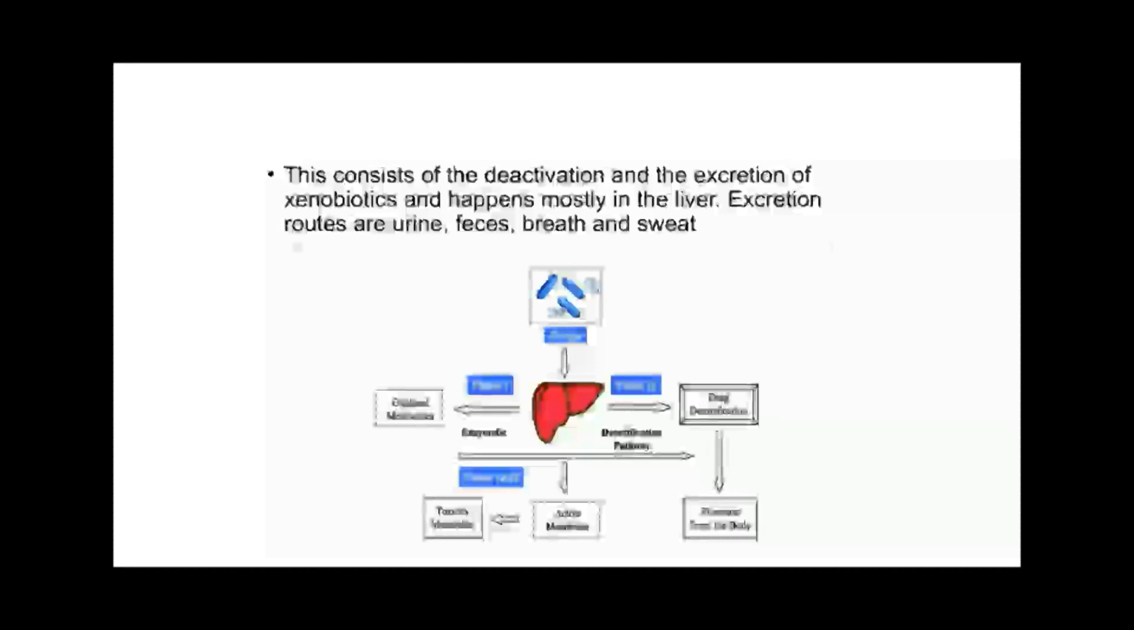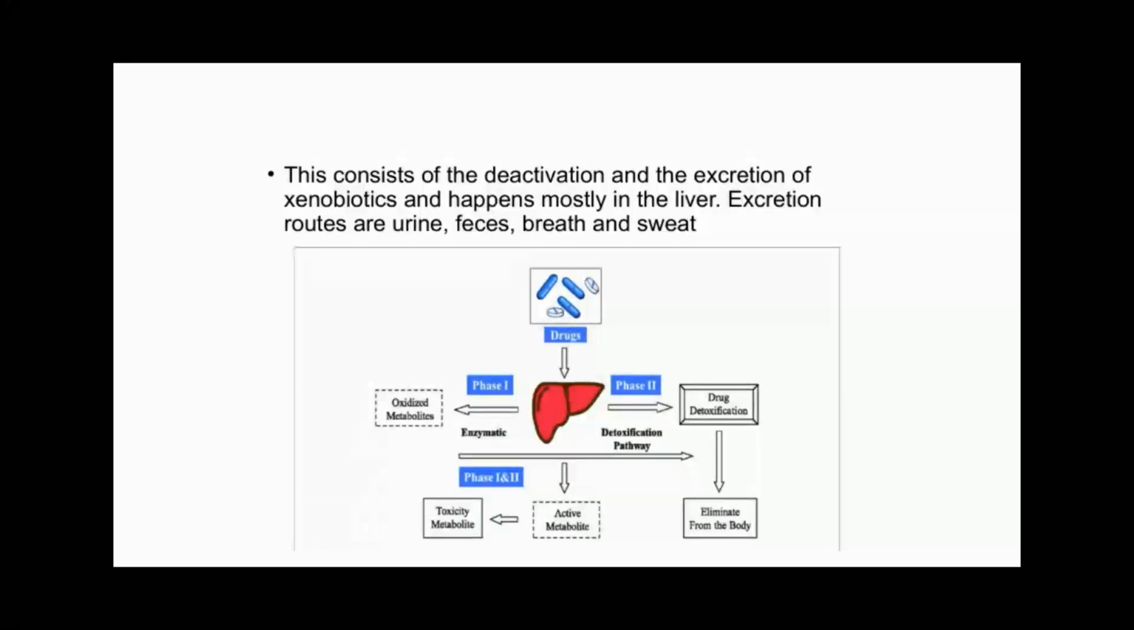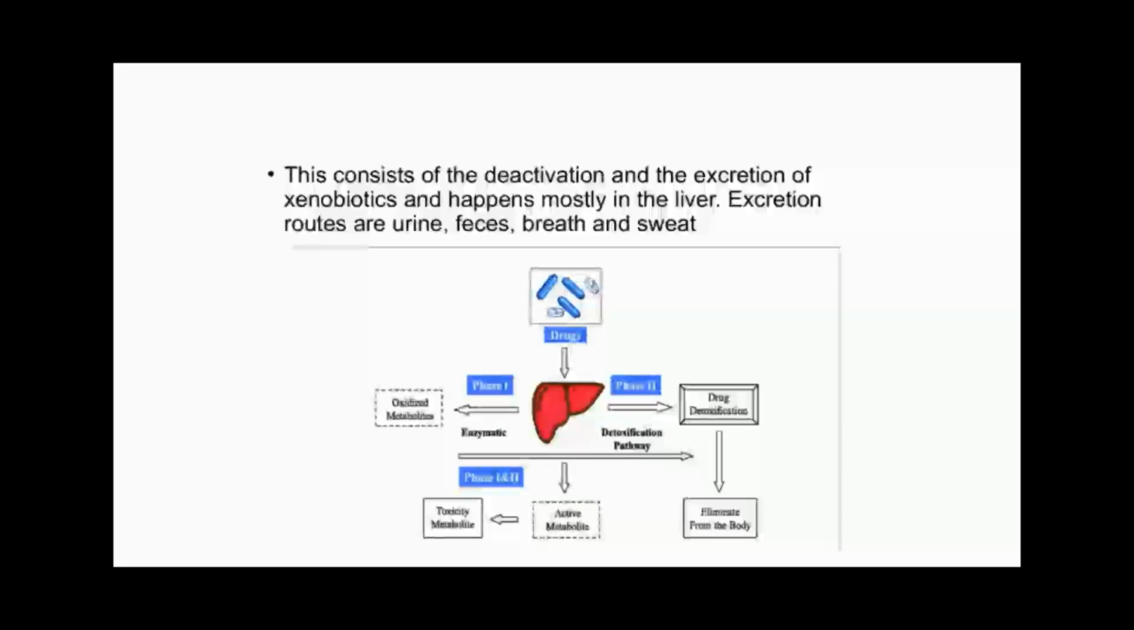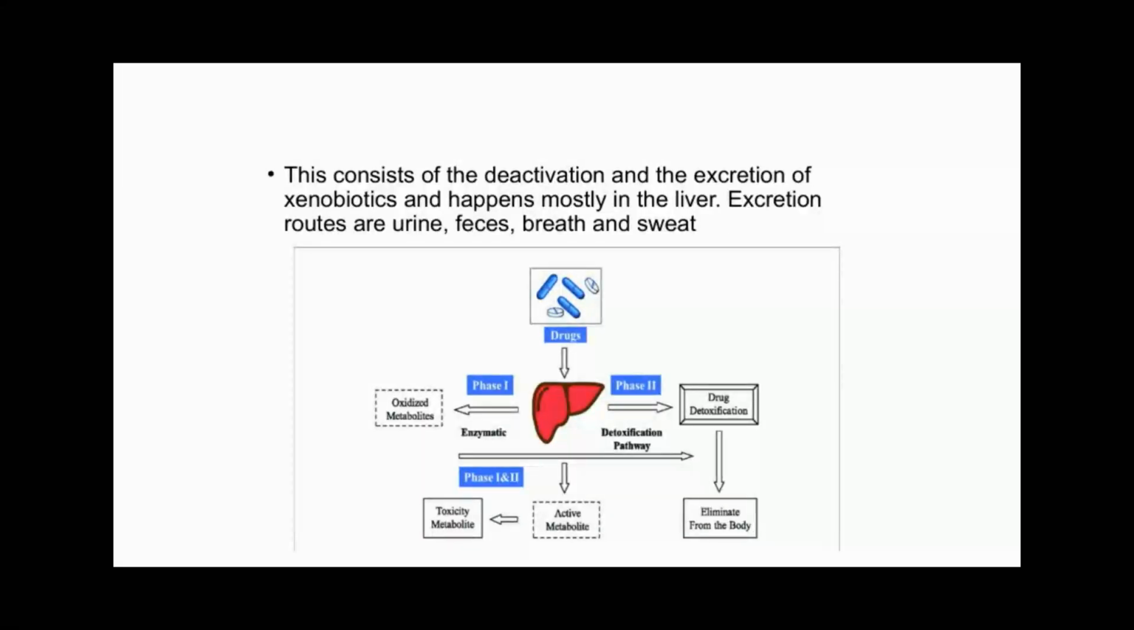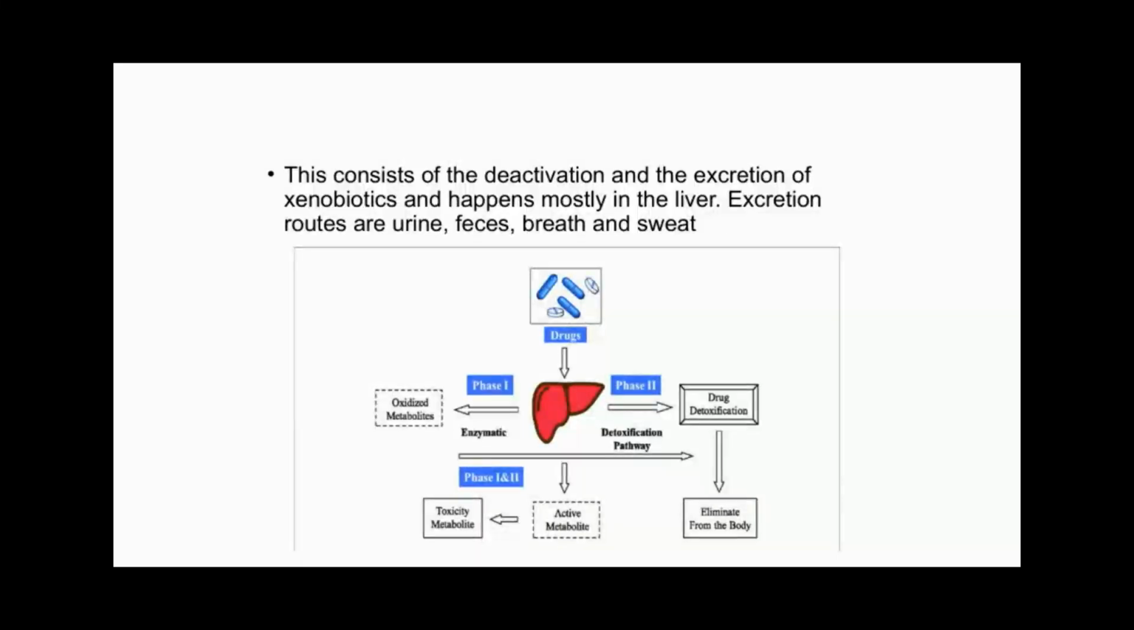Once processed, the xenobiotics can leave the body through various routes, primarily urine and feces, but also through breath and sweat. These routes are essential for clearing out substances efficiently and keeping our internal environment safe. Understanding these mechanisms helps us appreciate how our body manages to protect us from potentially harmful external compounds.